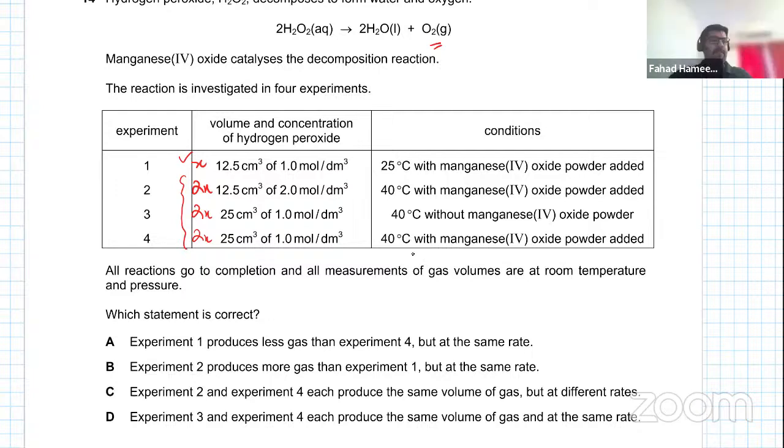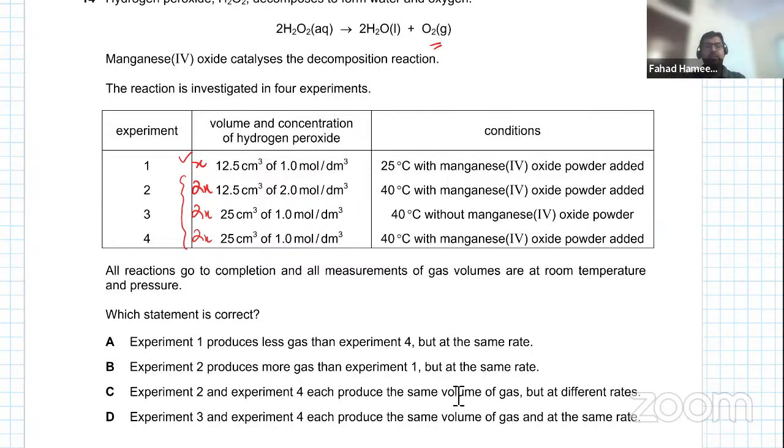अच्छा उसके बाद. Experiment 2 produces more gas than experiment number 1, but at the same rate. What would be true? 2 will produce more gas than 1, right? But is the rate going to be the same? No. 2 is going to be much faster, right?